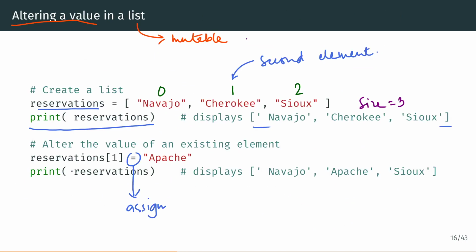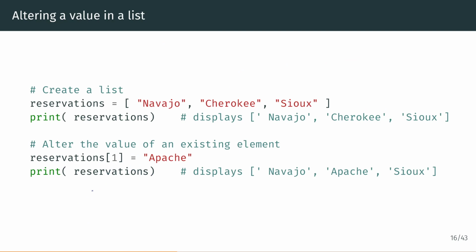We say list name, which is reservations, right? And then the index, which is 1, and equal to, and the value, okay? And then when you print reservations now, it will say Navajo, Apache, and Sioux. Okay, so this Cherokee has now changed to an Apache.